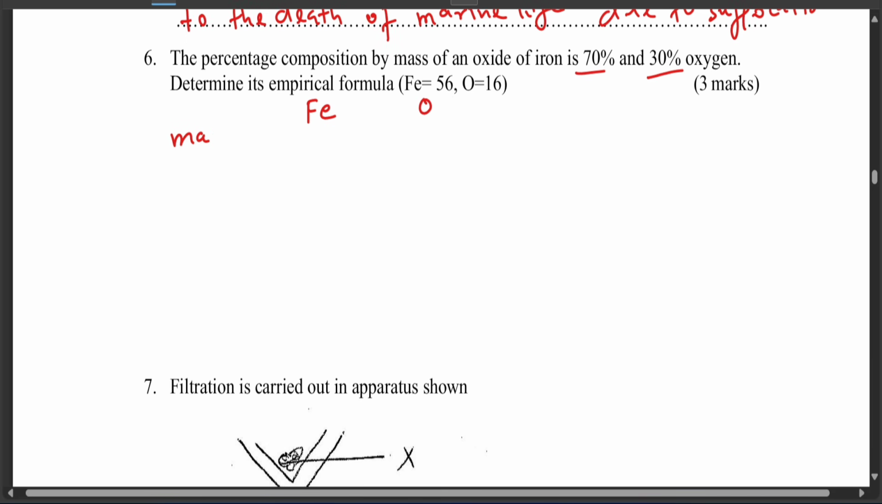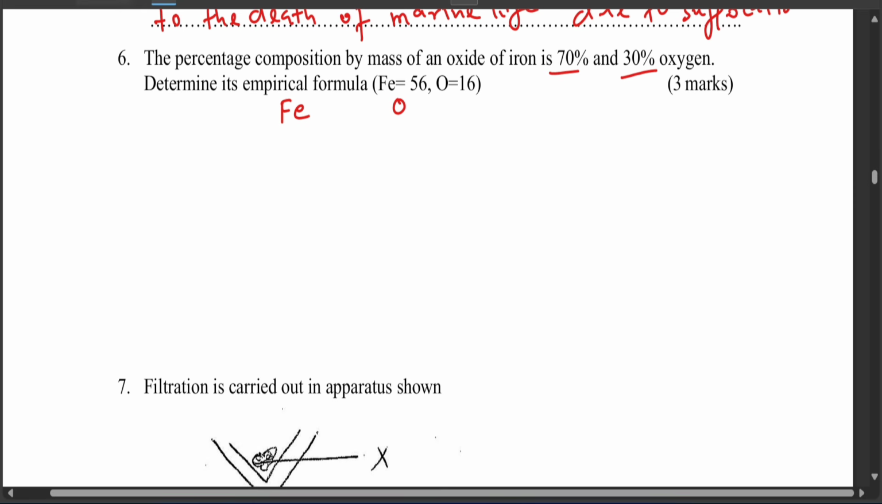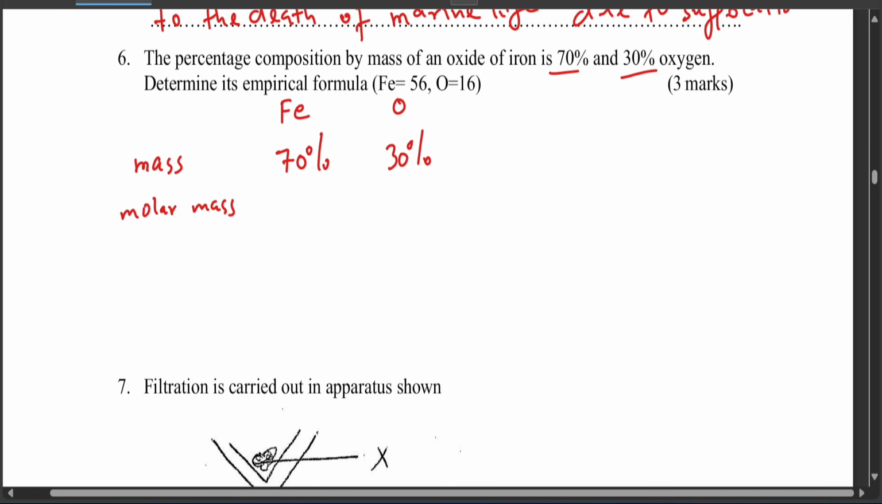So let me write it here. So the mass for iron is 70%. They didn't give us the actual mass, so you'll use the percentage. So this one is 30%. Now we have something called the molar mass. The molar mass for iron is 56, and for oxygen is 16.